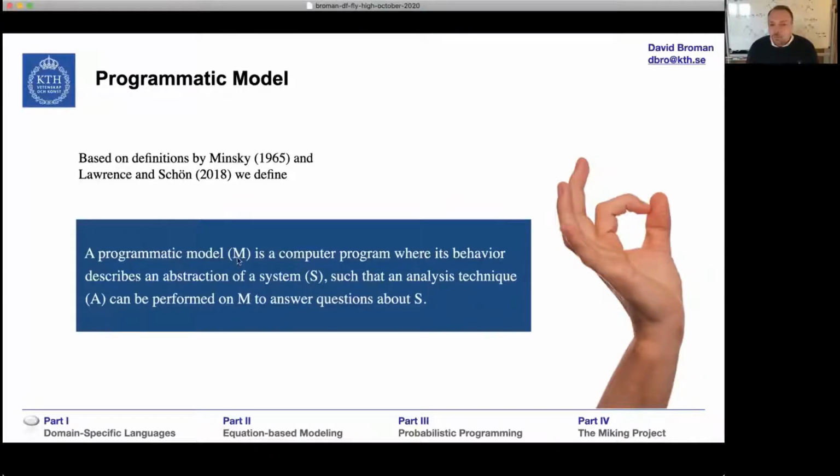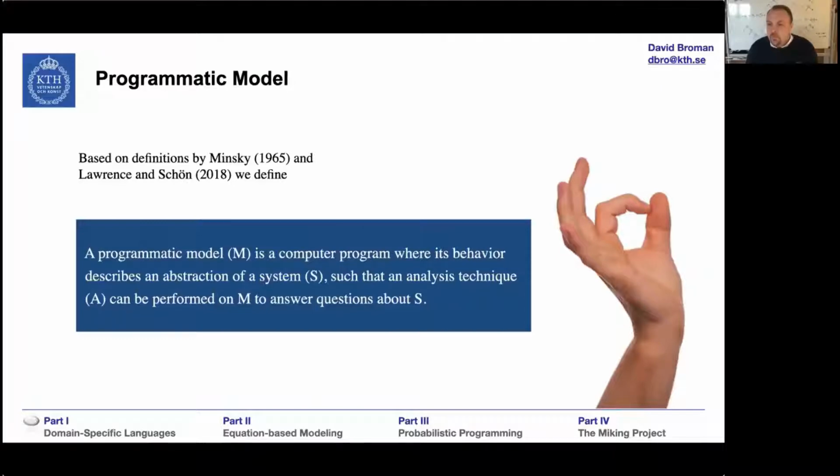So the programmatic model is always an abstraction of a system. But you use it to answer questions about the system, but you do the analysis on the model. And a key part here is it's programmatic, that it's a computer program. So you can think the model can be a static model, but a program is more expressive. It's actually a computation. And this will come, especially when we come to probabilistic programming, you will see that this expressiveness enables more expressive models.